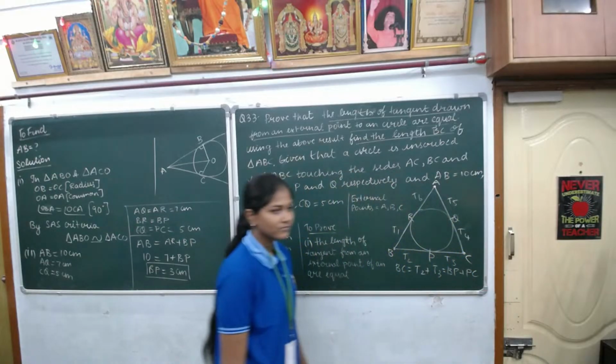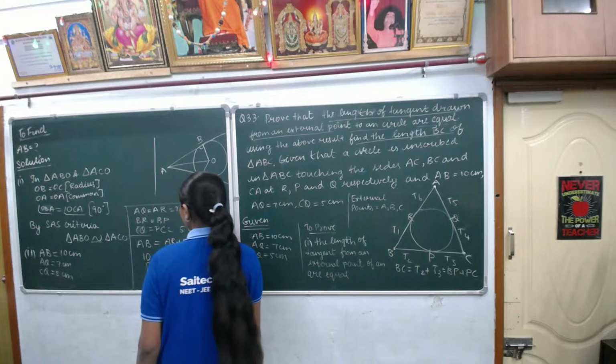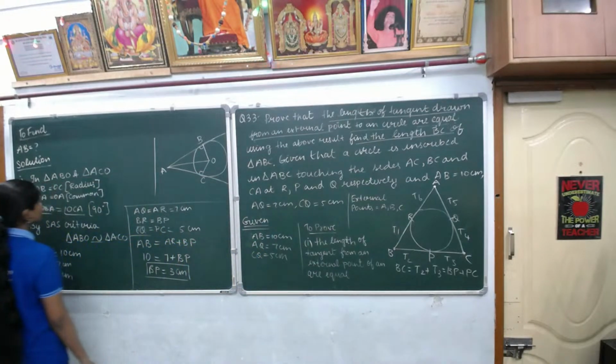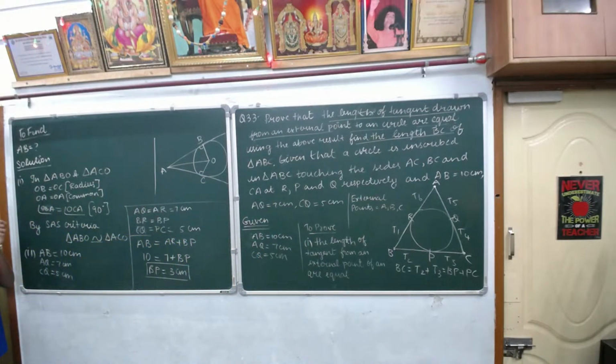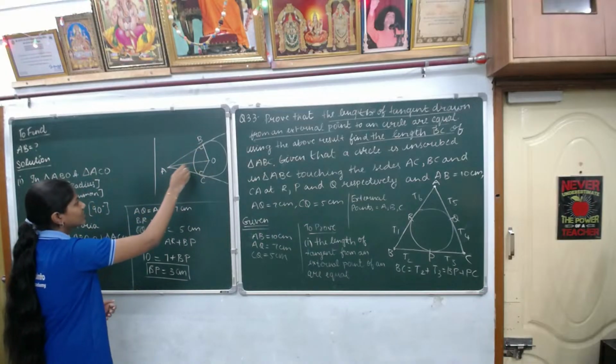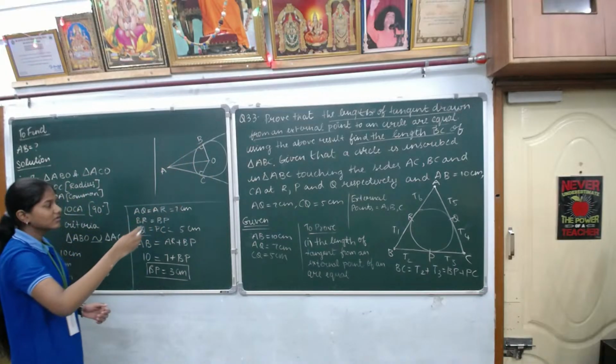Now explain the proof of the tangents, that is, tangents drawn from the external point A are equal. Proceed. In triangle ABO and triangle ACO. Use the chalk, please. Show that in the diagram.